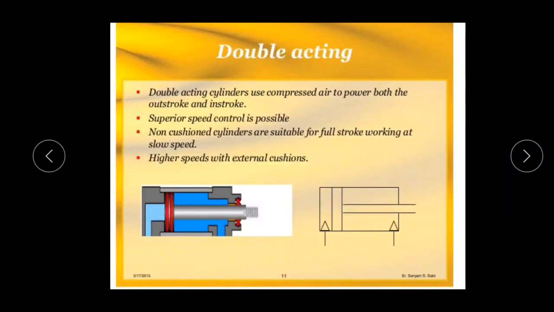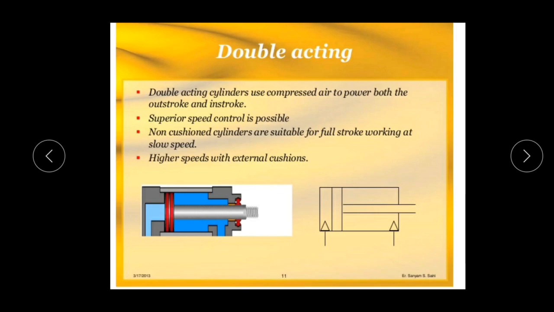Dear students, now coming to the double acting cylinder. The double acting cylinder uses compressed air for both the outstroke and the instroke. Superior speed control is possible. Non-cushioned cylinders are suitable for full stroke working at slow speed.